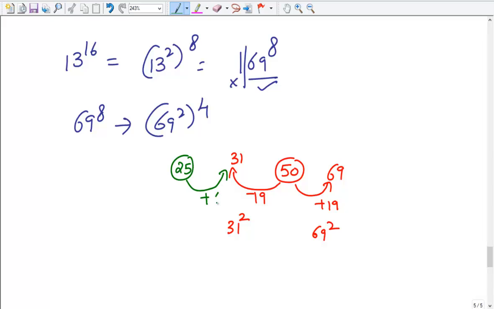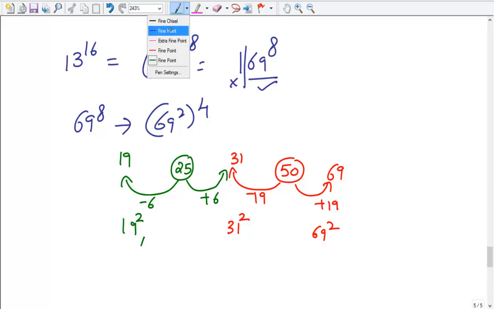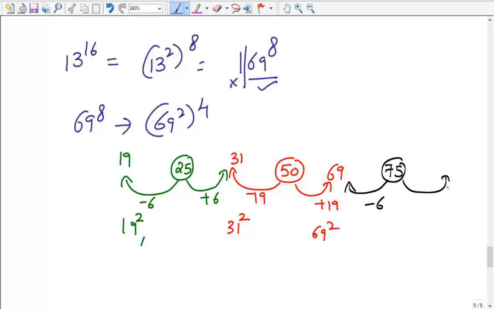This is plus 6 deviation. Now this is minus 6 deviation. That's going to be 19. So 19 square, 31 square, 69 square, they all end with the same last two digits. In fact, you can extend on the other side also. So you can take a deviation from 75 and say this is minus 6. Now you can take plus 6. That's going to be 81. Now 81 square also. So 19 square, 31 square, 69 square, 81 square, and you can go on. All these numbers end with the same last two digits.